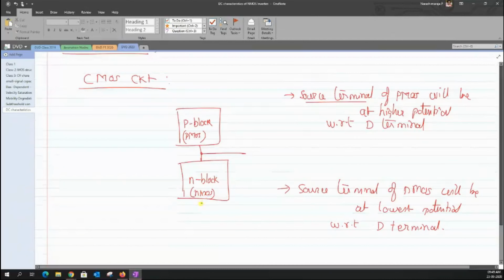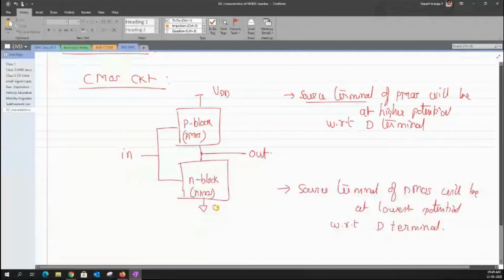So what I do is plug the ground towards the NMOS block, whereas the PMOS block will be attached to VDD. In general, the inputs go in common to both the P block as well as the N block. Whatever input I have feeds both blocks, and the output is taken out at the intermediate node between the P block and the N block. Based on this, let us quickly build our CMOS inverter.